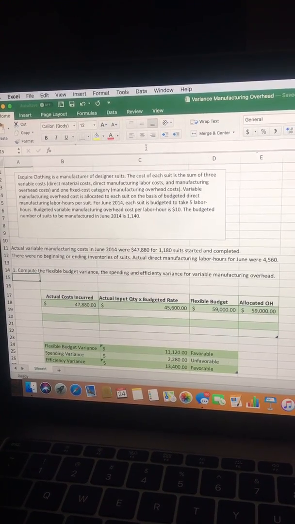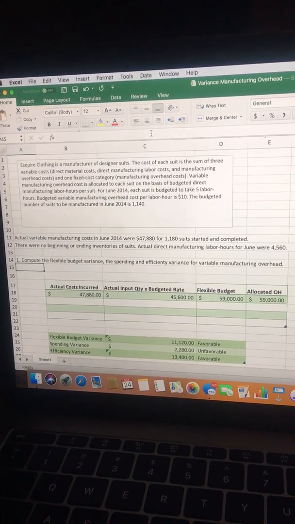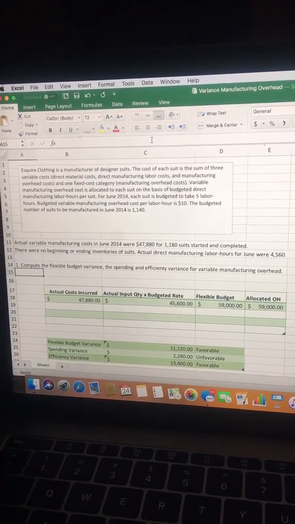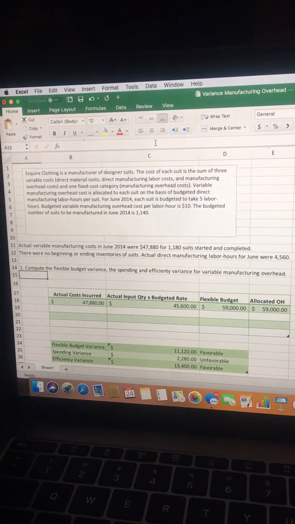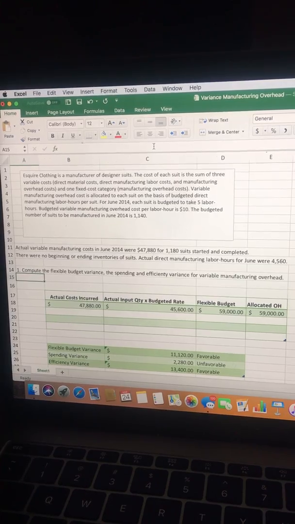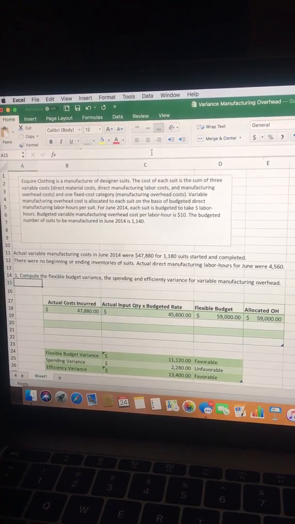Hi everyone, so today we're going over a variance manufacturing overhead problem. Now here we have a clothing manufacturer of designer suits. The cost of each suit is the sum of three variable costs, which are direct materials, direct manufacturing labor, and manufacturing overhead costs, and also one fixed cost category.